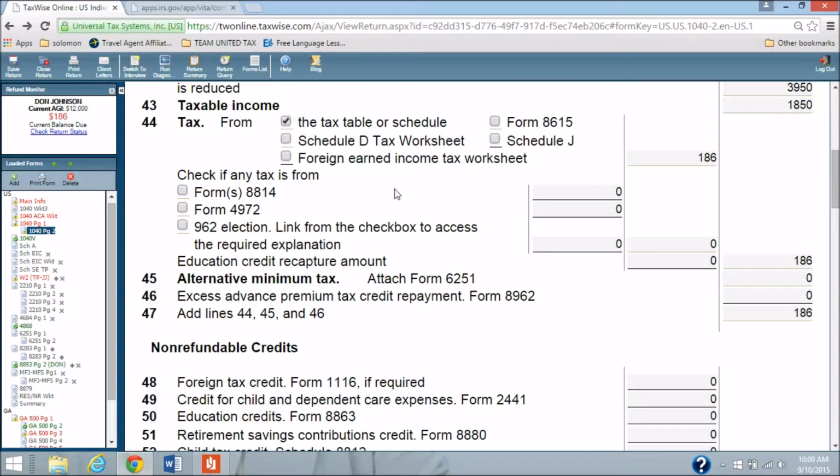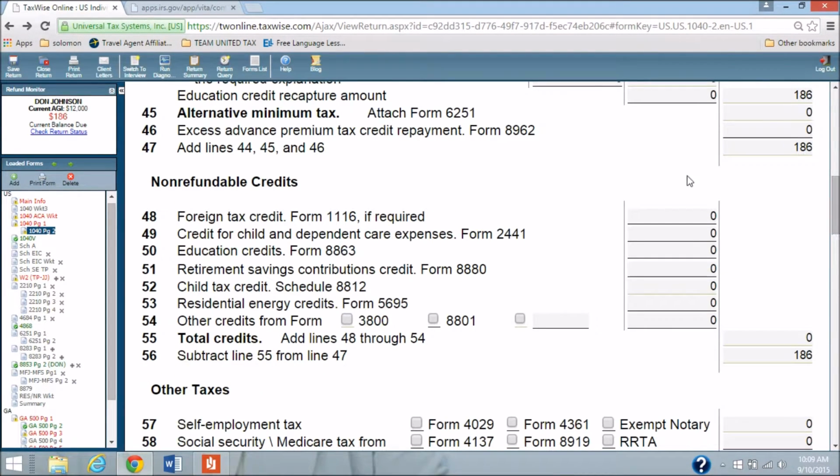There are some other calculations here. I never see anything take place on these lines. You know, in rare cases, we might see something here. We get here to credits. They have non-refundable credits. The primary one that we deal with is credit for dependent care expense. It's a form that we fill out for people having children, form 2441.